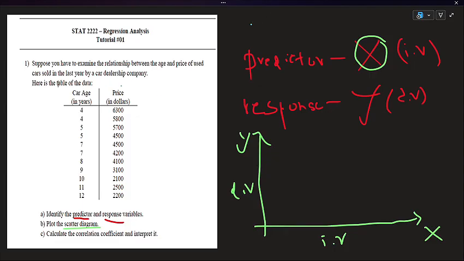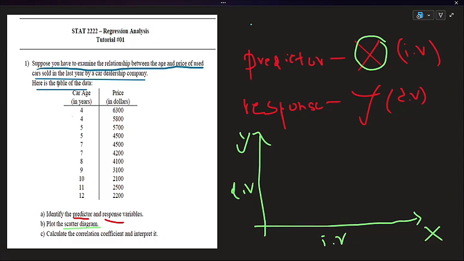Now in this question, think about these two things. Read the question here. Suppose you have to examine the relationship between the age and price of used cars sold in the last year by a car dealership company. Here's a table of the data. This is car age, this is price. They're giving car age and car price.